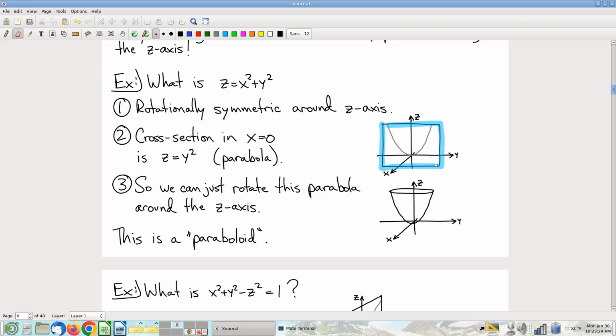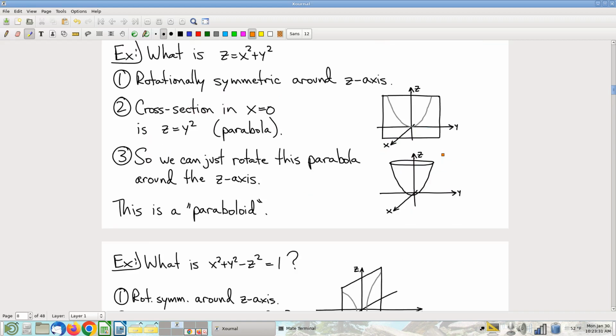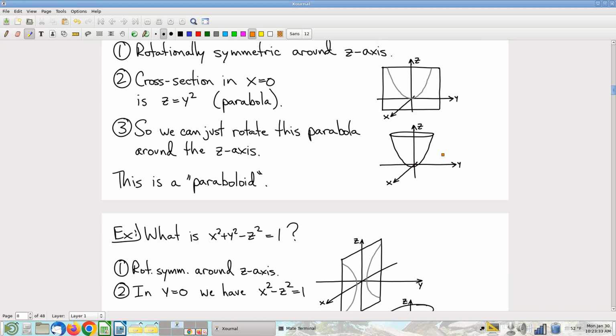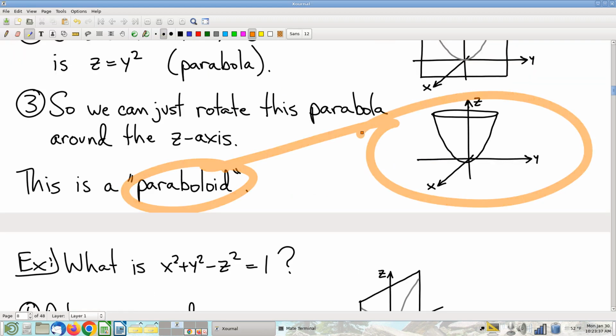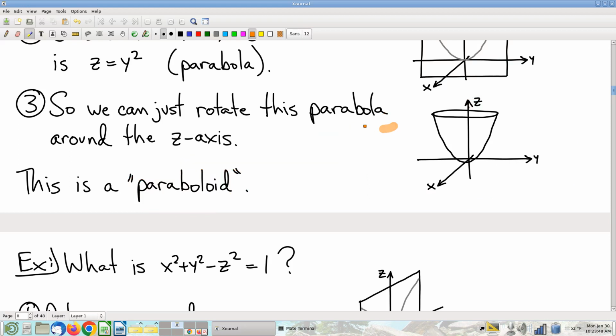Alrighty, let's, if I can get these to erase, here we go. A little terminology, just so we can use this word going forward. The word is paraboloid. You can see the root parabola in there pretty clearly, and paraboloid is just how they distinguish it as being a three-dimensional sort of thing.